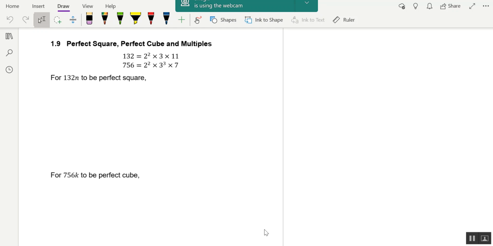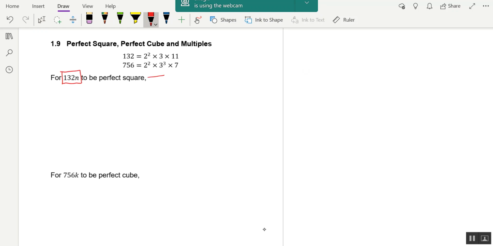This is one type of question that students always forget, or I have to keep on reminding them how to do. Get the concept correct and you will never ever forget how to do it. So in this question, they already gave you 132 and 756 as a product of their prime factors. They ask you, what is n for 132n to be a perfect square?